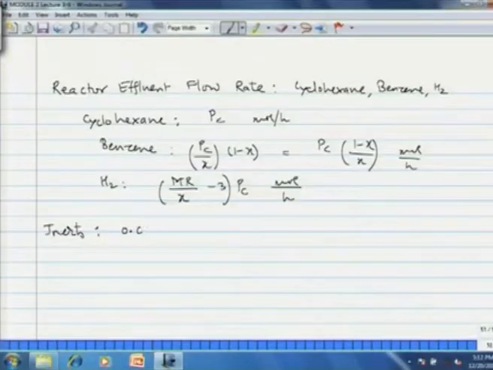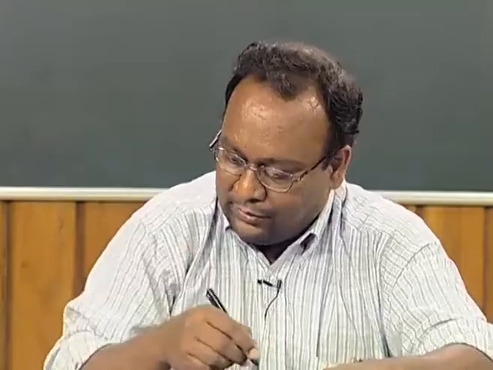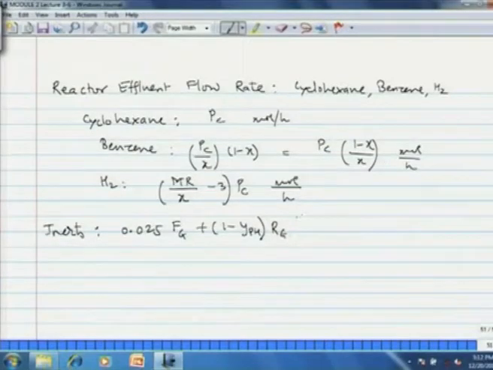As far as fresh gas is concerned, the inerts are 0.025 into Fg, 2.5% of the fresh gas, plus the non-hydrogen component of the recycled gas, that is 1 minus YPH. YPH is the mole fraction of hydrogen in recycled gas. So, the non-hydrogen component of the recycled gas is inerts. And then if you substitute for Rg and Fg, you can get this expression, which can be very easily obtained. It is simple mathematical jugglery.